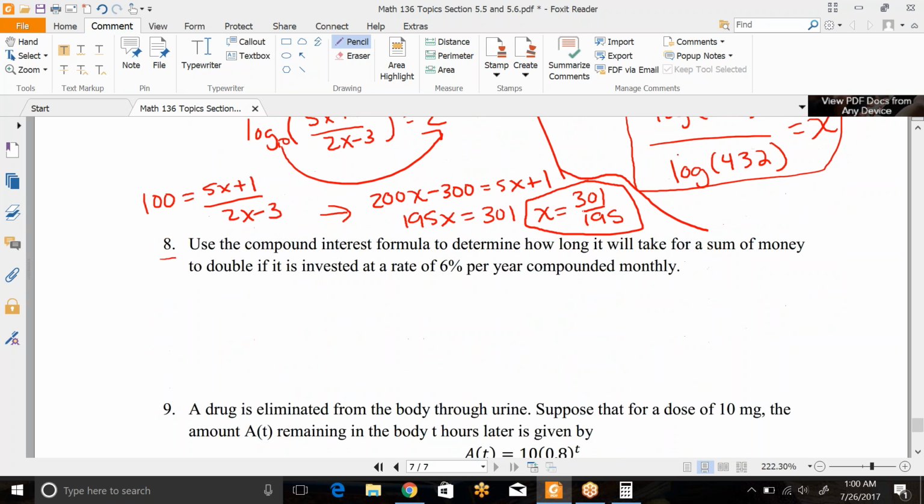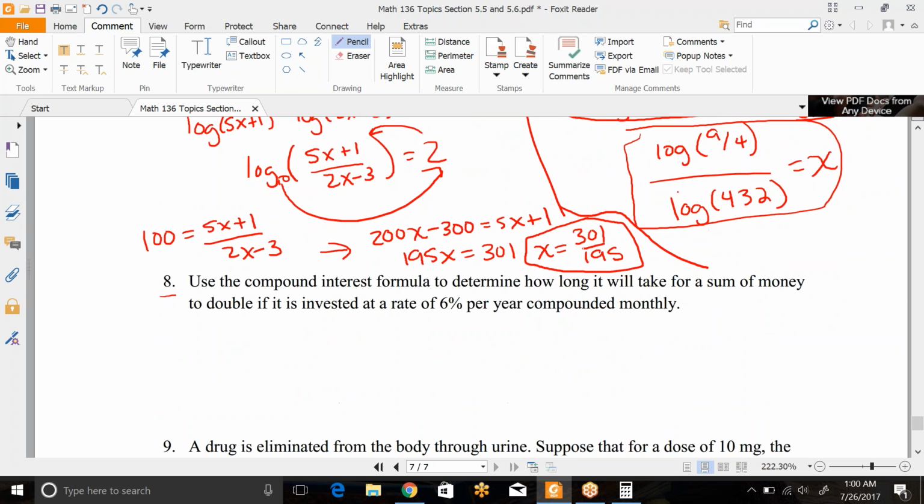Okay, and then the final one we need to do together on the video is number 8. Use the compound interest formula to determine how long it will take a sum of money to double if it's invested at 0.06 or 6% compounded monthly. So we're using the formula that allows us to talk about compounding in certain periods, which is P times 1 plus r over n to the nt. We don't care how much money you have. All we care about is how long does it take for that money to double.